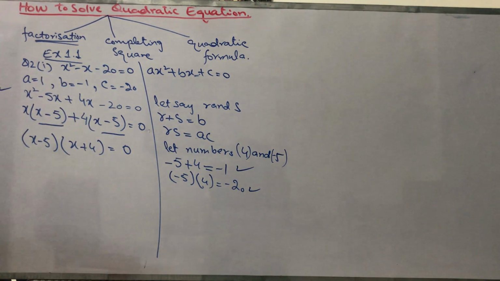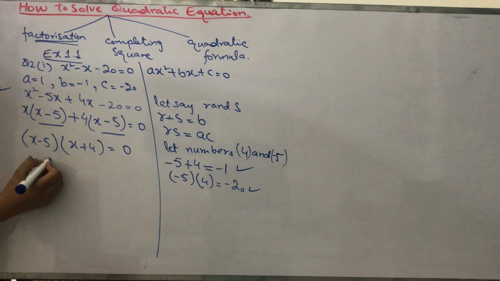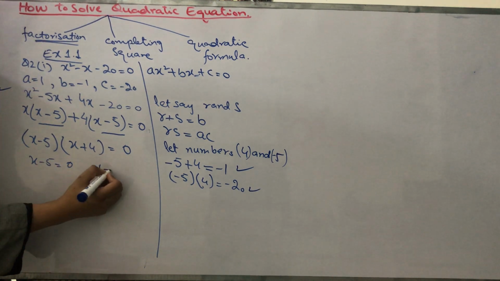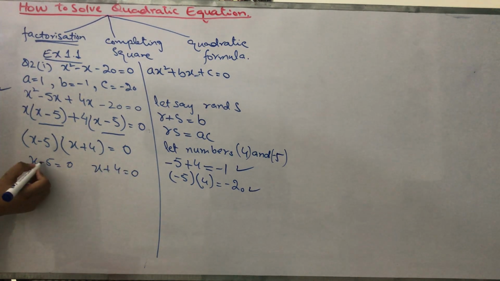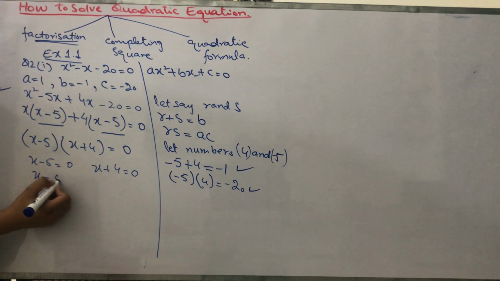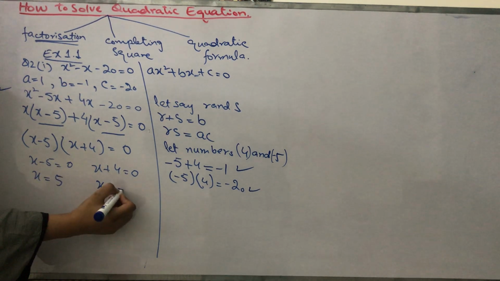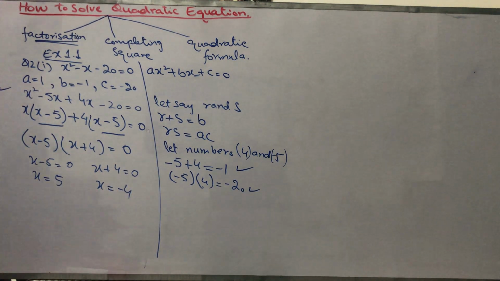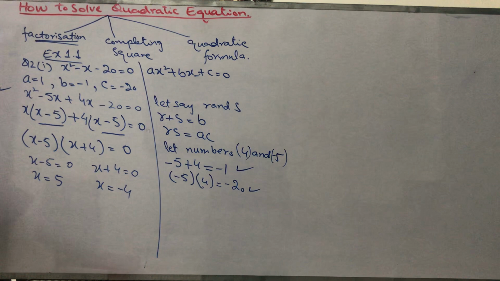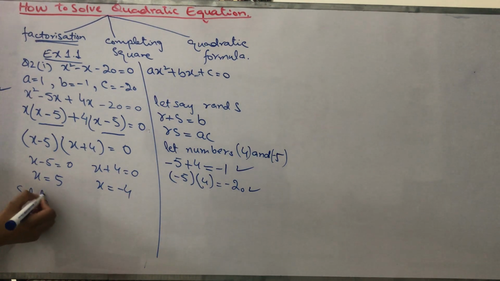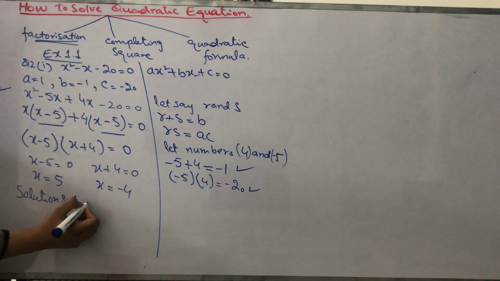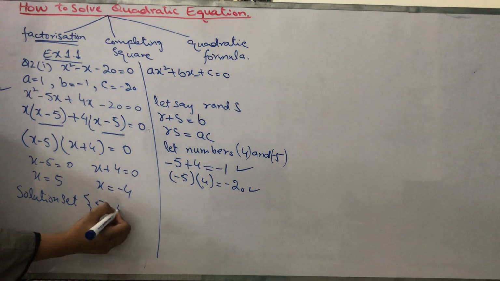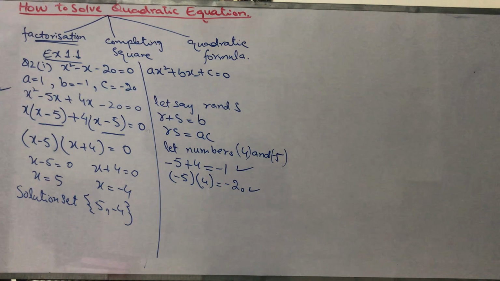Okay. So what is my next step? I'll put x minus 5 is equal to 0 and x plus 4 is equal to 0. So when 5 goes to the other side, it becomes 5, and when 4 goes there, it becomes minus 4. So I got two values, x is equal to 5 and x is equal to minus 4. So how to write the solution set? 5 and minus 4. This is your answer.